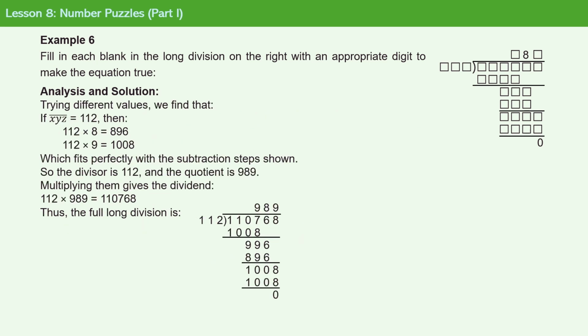Trying different values, we find that XYZ equals 112, which fits perfectly with the subtraction steps shown. So the divisor is 112, and the quotient is 989. Multiplying them gives the dividend, 112 times 989 equals 110,768. Thus, here is the full long division.